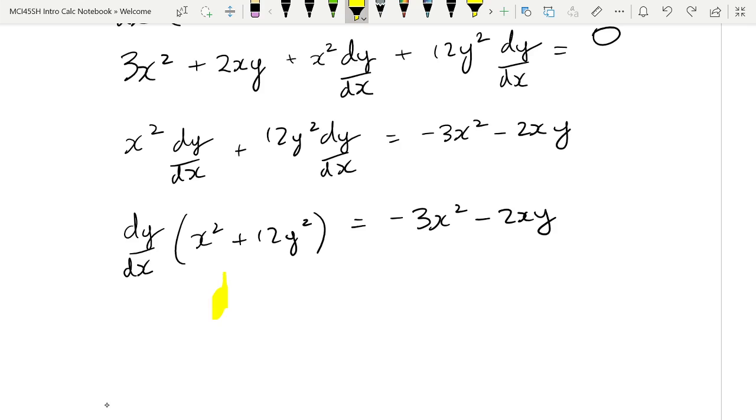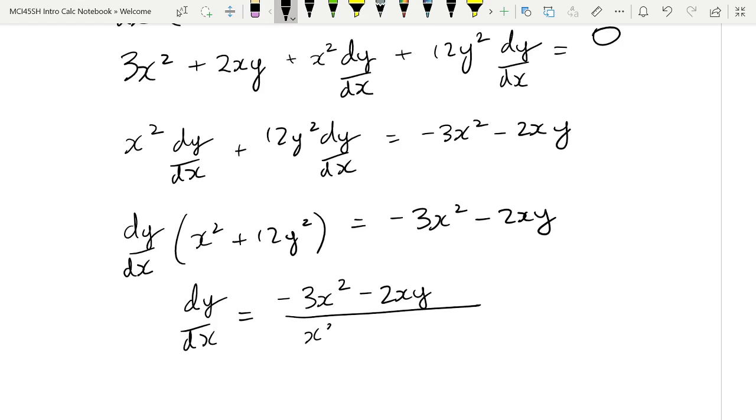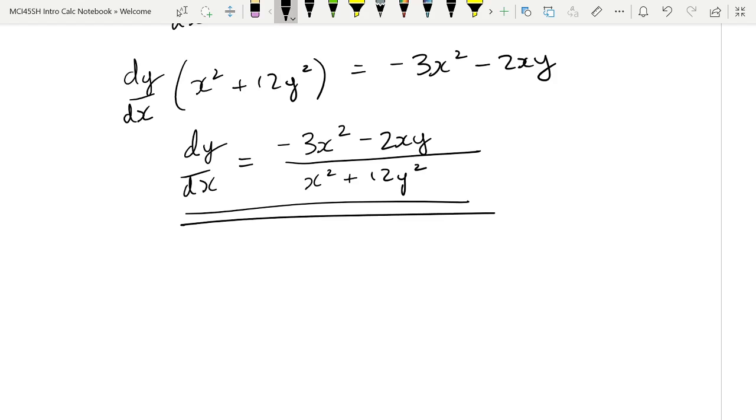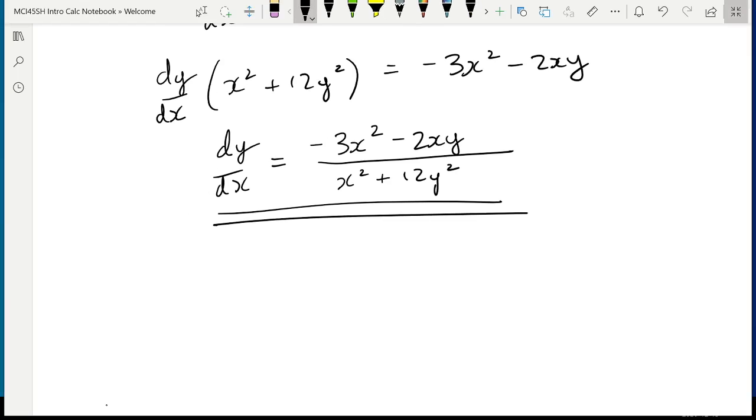Oops, I keep forgetting to shut off the highlighter. So the derivative isolated is negative 3x squared minus 2xy all over x squared plus 12y squared. That's the equation of the slope. Okay? Now, this one just wanted the derivative, so that's it. The question's over. But it'd be nice to be able to do a check, so I'm going to try to do a check. Let's see if I can do one.